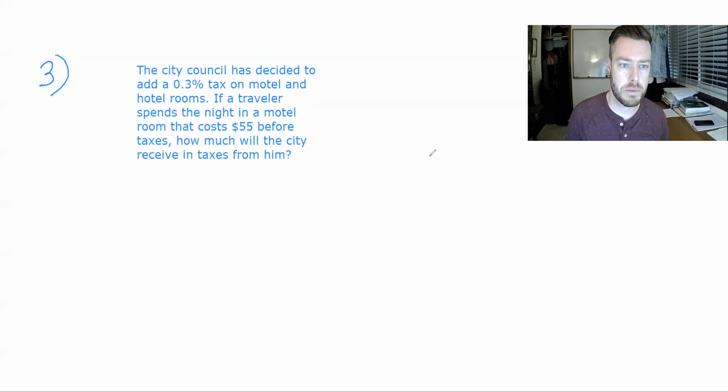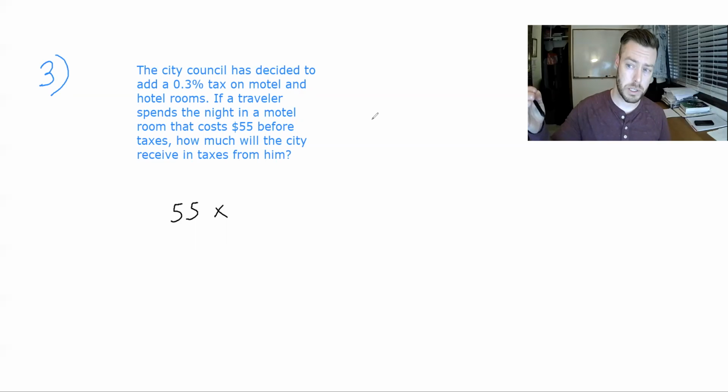All right, and then super quick. The last one is: the city council has decided to add a 0.3% tax on motel and hotel rooms. If a traveler spends the night in a motel room that costs $55 before taxes, how much will the city receive in taxes from him? So when it comes to this, we're going to take the price and multiply it by the percentage. So we have $55, and we're multiplying it by some percentage, which we're going to turn to a decimal. Note that this is 0.3%.